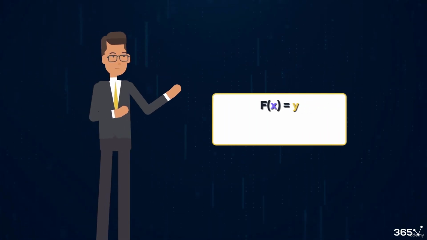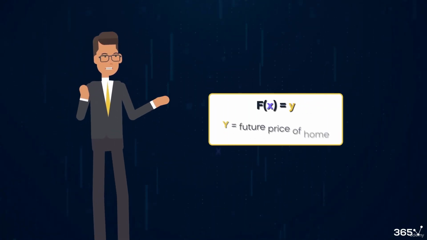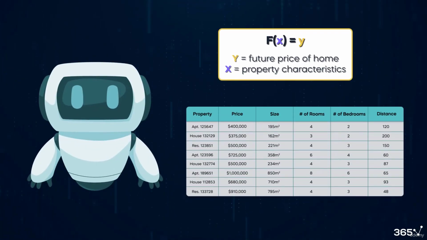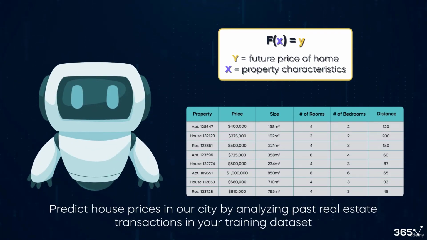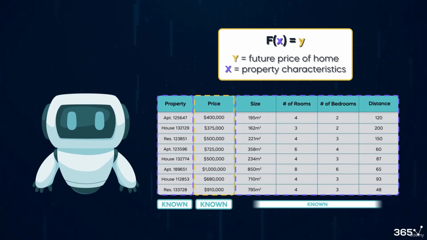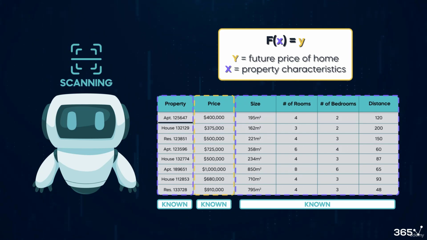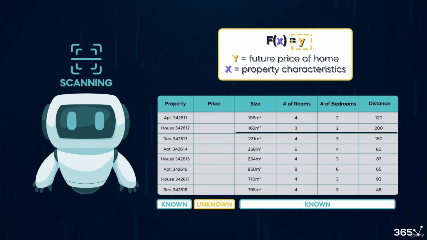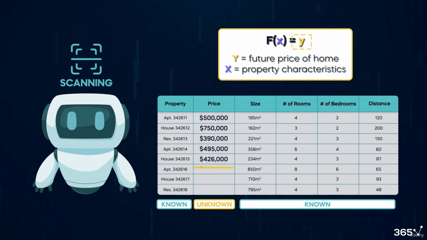You're familiar with the classic function notation where y is a function of x, right? Imagine we want to develop a machine learning model to predict house prices in our city by analyzing past real estate transactions in your training dataset. So, we have plenty of past transactions where both x and y are known. We need to train a machine learning algorithm with historical data to discover patterns and learn the best way to predict the future price of a home, y, based on the data from past transactions and the home's known characteristics.